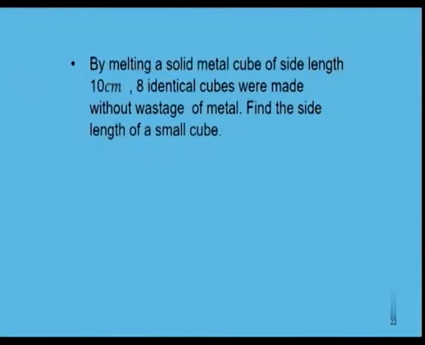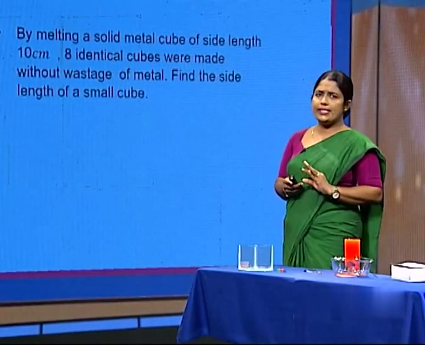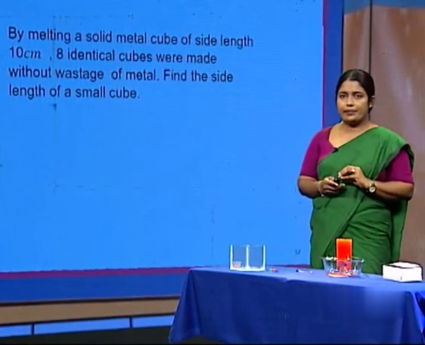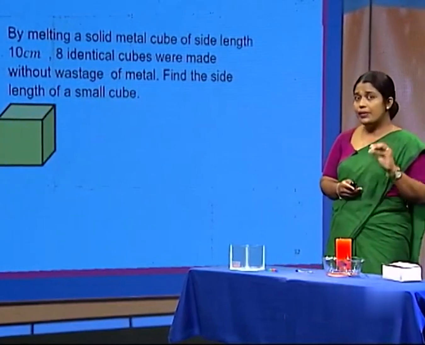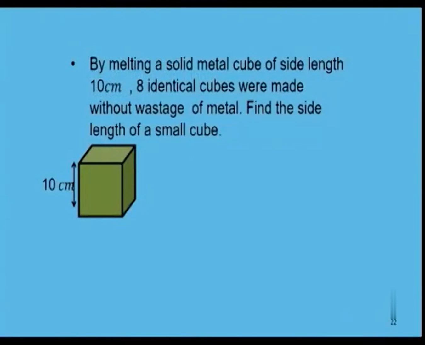Now, this is the second question. Let's read this one. By melting a solid metal cube of side length 10 centimeters, 8 identical cubes were made without wastage of metal. Find the side length of a small cube. Okay. First of all, we have to represent the data in a diagram. This is the large cube. The side length is 10 centimeters. And also, they are going to make 8 identical cubes from this large cube.